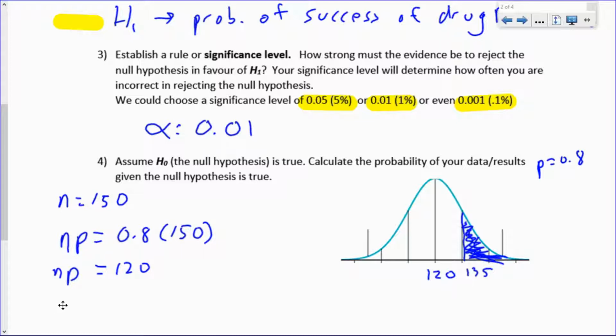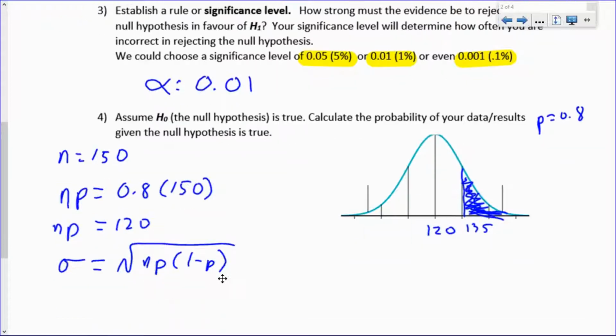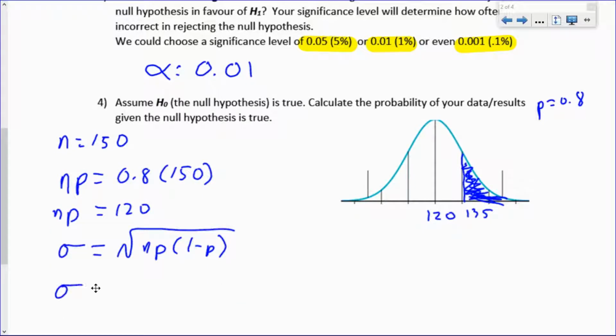The standard deviation of that number is this calculation that we talked about in the last lesson, np times 1 minus p, and take the square root of that, of course. So our standard deviation is 120 times 1 minus p, which would be 0.2. And if you figure that out, you get about 4.90.